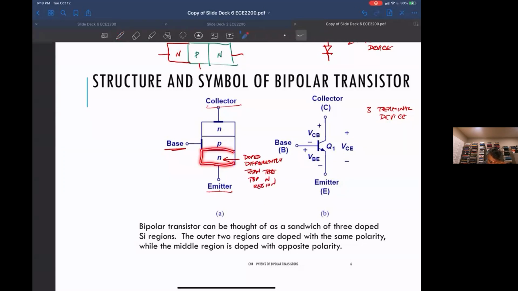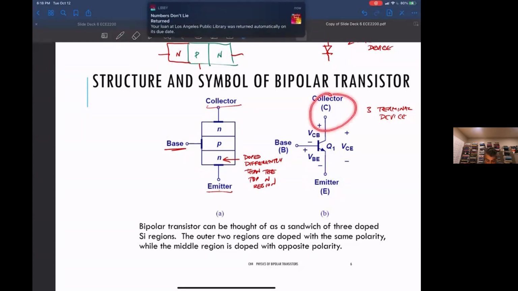Remember that we get an N region by having a lot of donor dopants in the material. The emitter will be doped a lot higher than this collector region for this thing to work appropriately. So it's not like you can flip this. It's drawn as if it's symmetric, as if you can flip it upside down and still get an NPN, but it doesn't work that way. The emitter is very different than the collector.